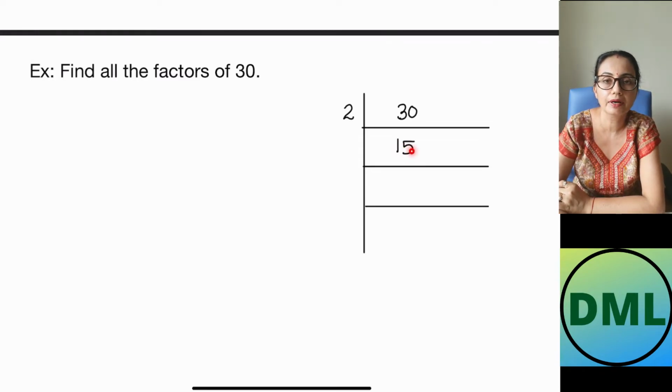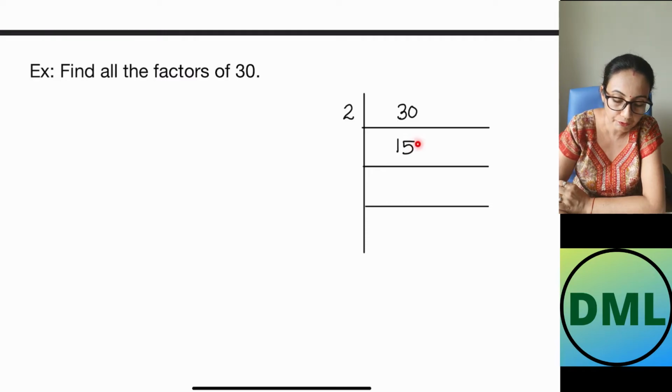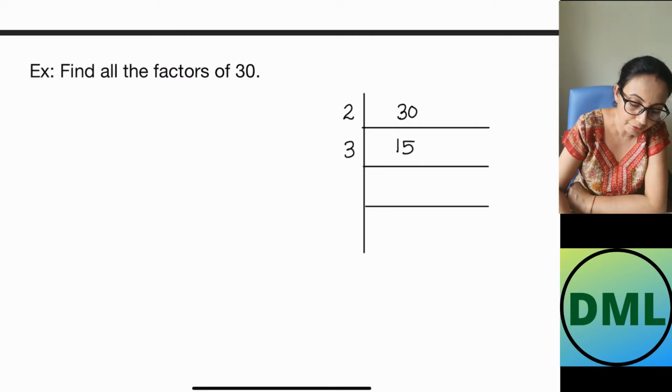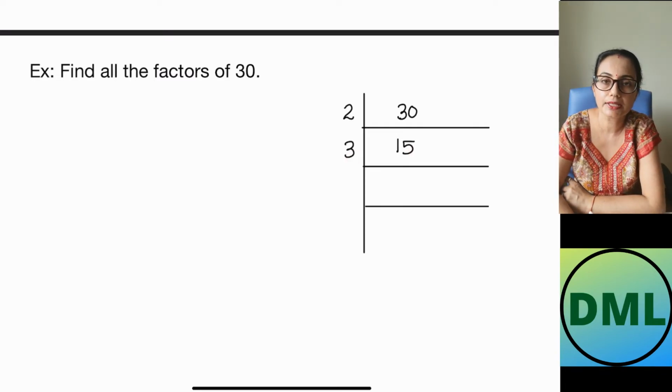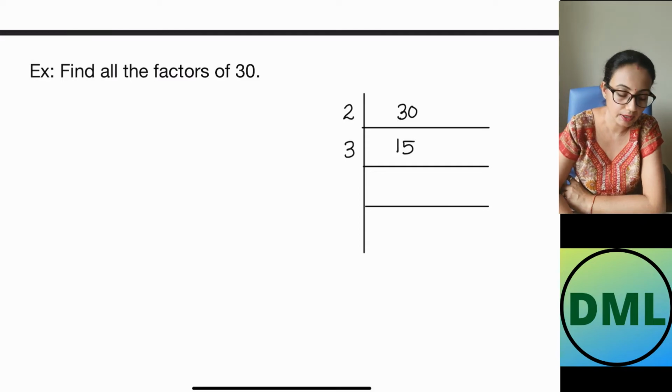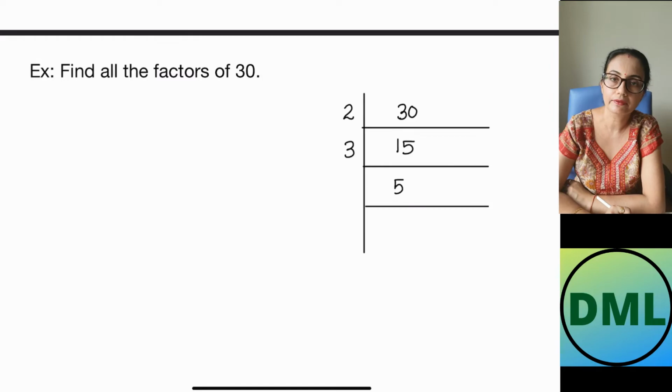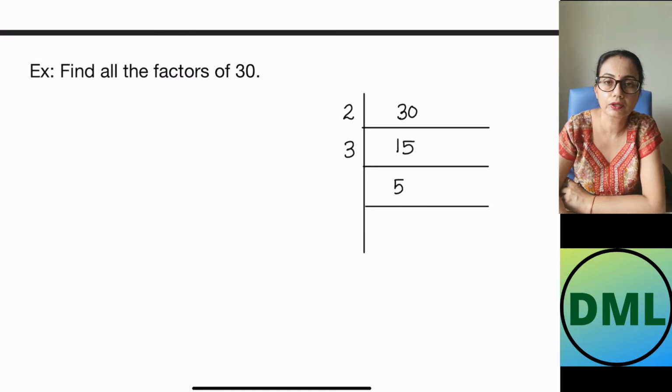Minimum odd number we have is 3. So 15 must be divisible by 3. Let's write down 3 outside. 15 divided by 3, what will be your answer? Your answer will be equal to 5. Let's write down 5 here. Is 5 an even or an odd number? Odd number, right? 5 is an odd number.